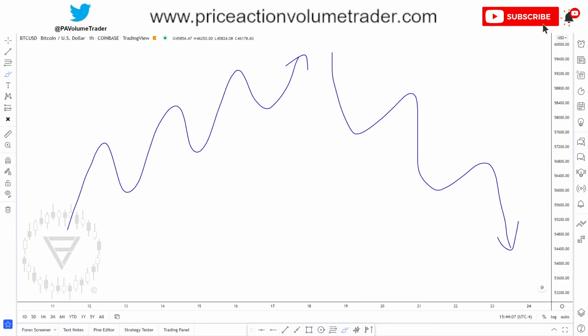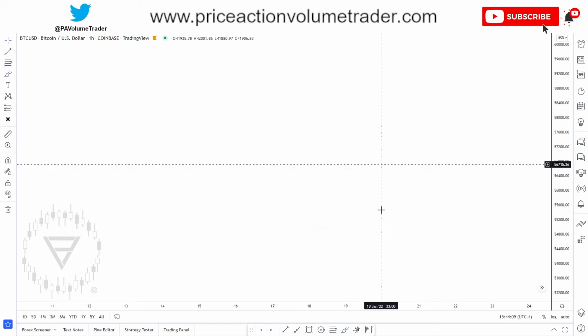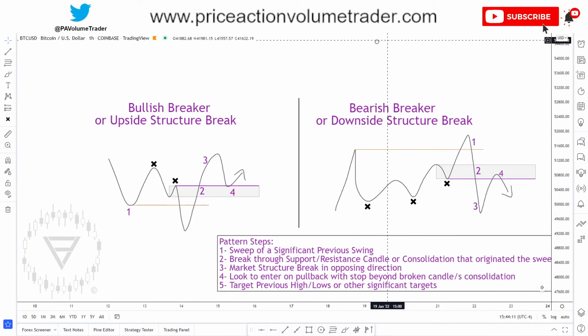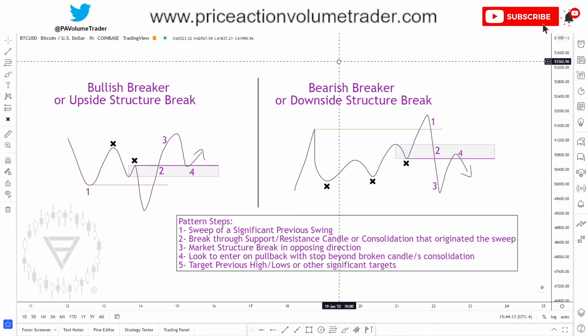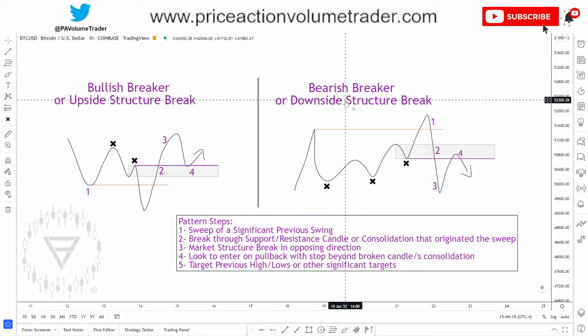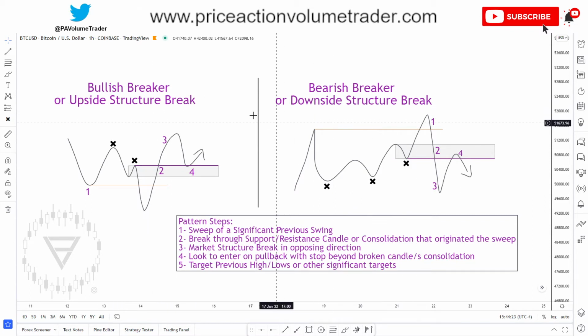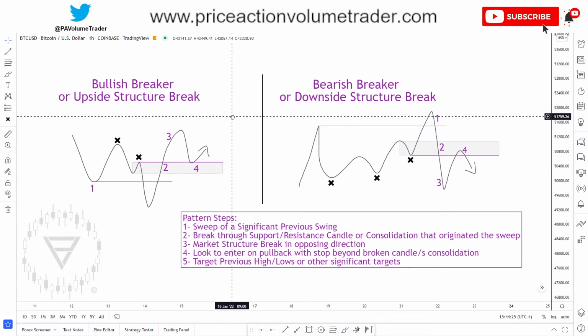Okay, so let's go to the diagrams I have put together for you, and let's go over the basic concept and steps that we are going to look for when trading a bullish or a bearish breaker, or upside structure break, or downside structure break, whatever you want to call it.